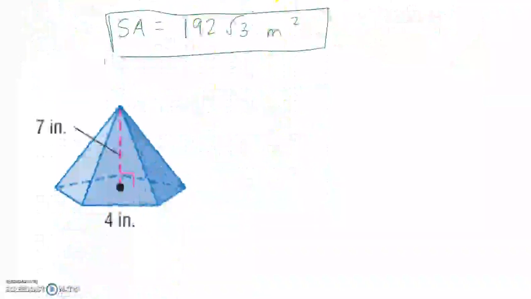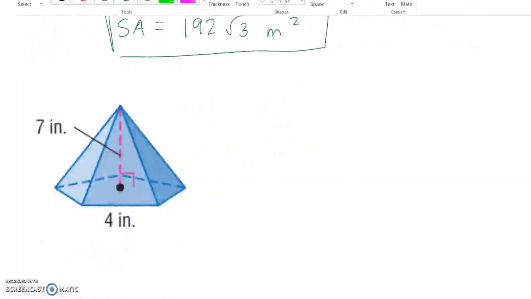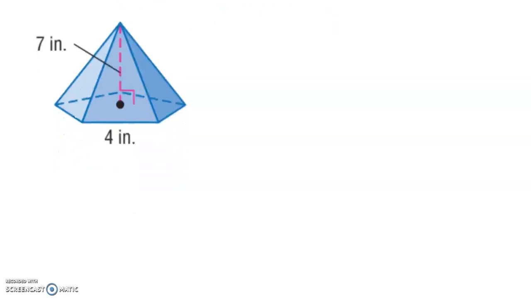Our next one here, another fun regular polygon for the base. I'm going to start by identifying what pieces of information I have. This time I have the height of the pentagon is 7 inches, and this time they're giving me the side length of the pentagon rather than the slant height.